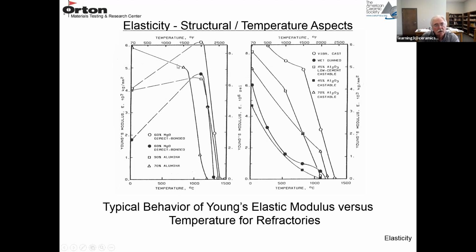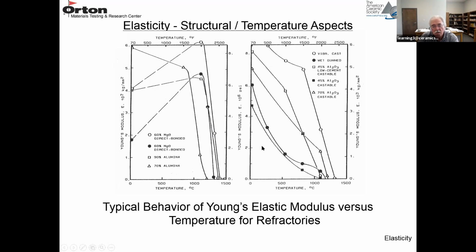So the 70% alumina just has a gradual decrease in elastic properties with temperature followed by the rapid decrease. They all have a rapid decrease at some point when they reach a certain temperature. The other three, the 2 MgOs and the 90% alumina, have some stress relief that's taking place. So there's an increase in the elastic properties on those three, followed by the rapid decrease.